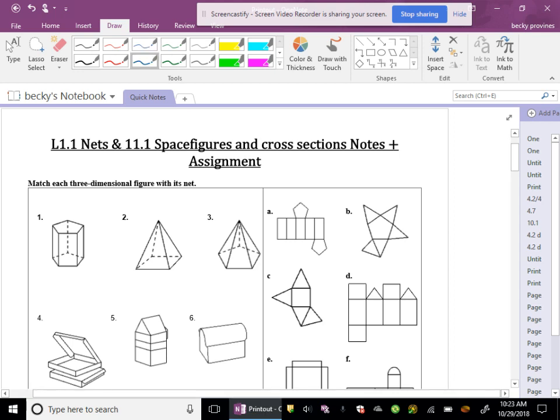Hi, today we're going to go over lesson 11.1. We're going to start out with some nets, and nets are just three-dimensional shapes that are unfolded.